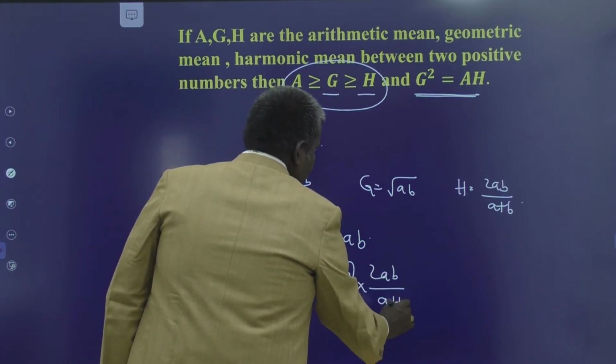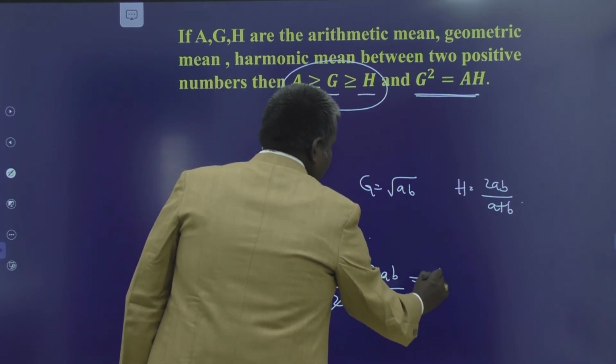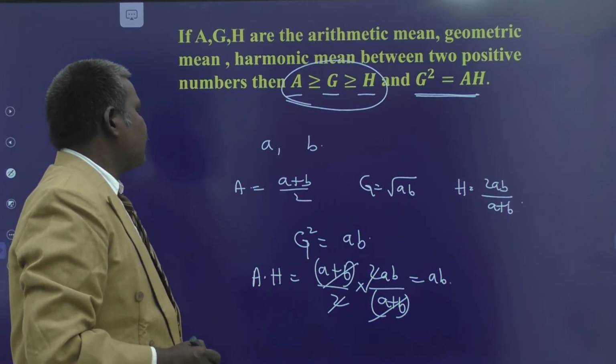2AB by A plus B. A plus B gets cancelled. 2 again cancel. We obtain A into B, AB. So AH is equals to G square.